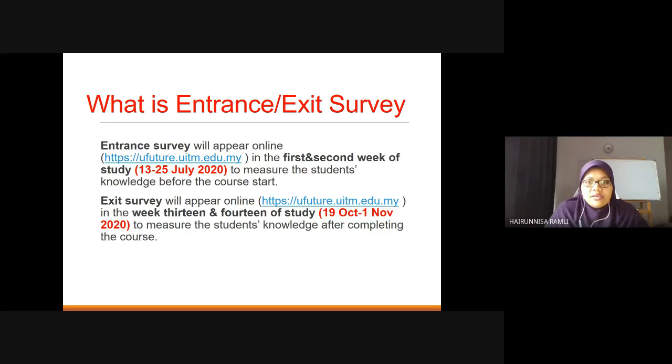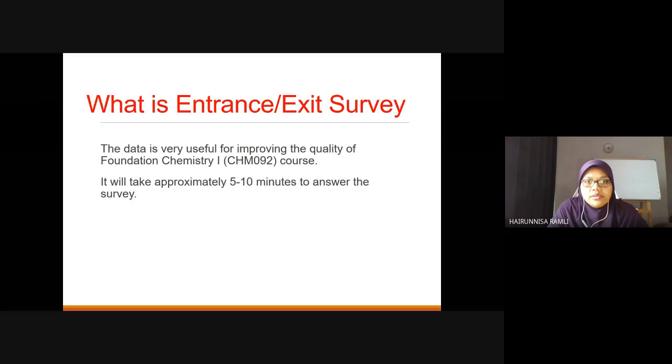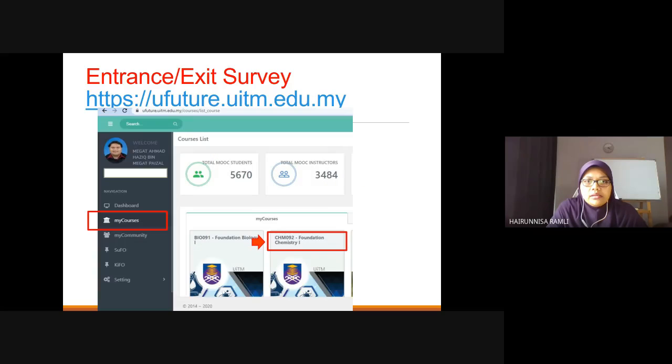So logically you should be able to understand. Kalau tak banyak sikit pun jadilah. Maksudnya level first tak faham tu satu, supposedly after 14 weeks you akan at least naik level 3 ke. Okay, so ni maksud survey tu lah yang you kena jawab. So please take note of all of these deadlines. It will take approximately 5 to 10 minutes to answer the survey. So ini dia punya view dia lah.